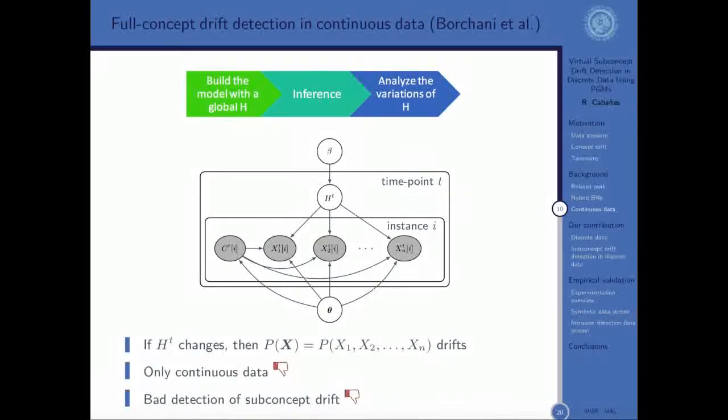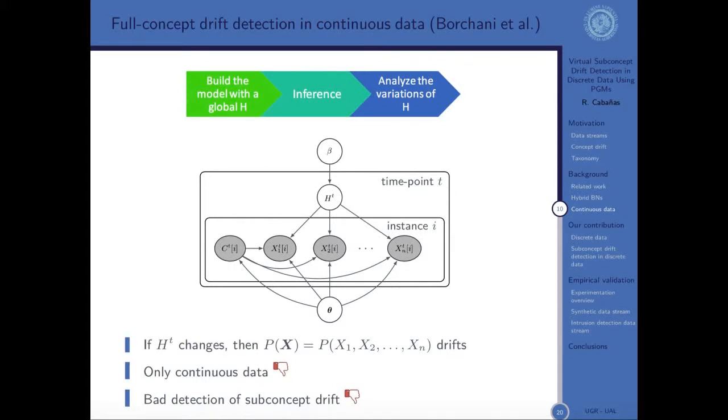Well, here we have the model that was proposed by Borchani, the one for concept drift detection in continuous data. And here the process that we have to do is the following: we have to build the model with a global H, then we make the inference, and then we analyze the variation of H. Note that here we use the so-called plateau notation, which means that each node inside this rectangle is replicated for each instance or for each time step. It's just a way of simplifying the notation.